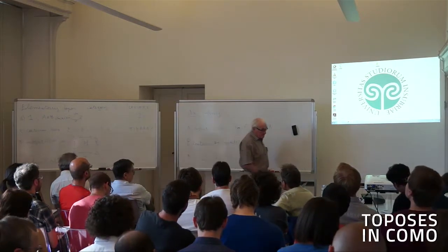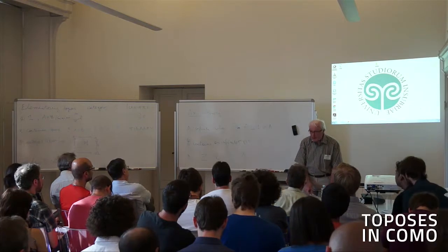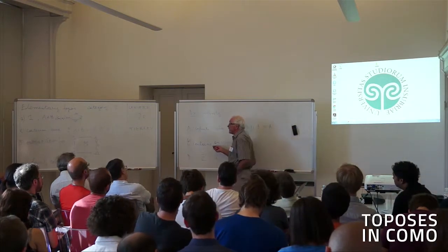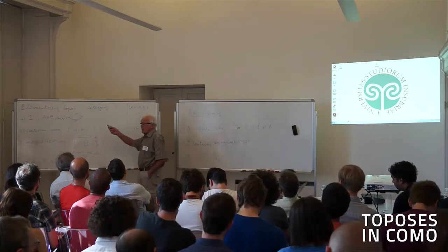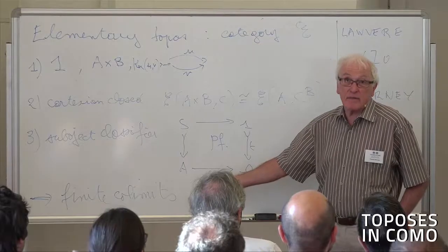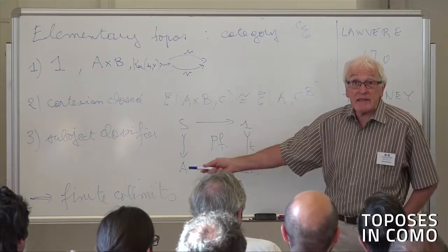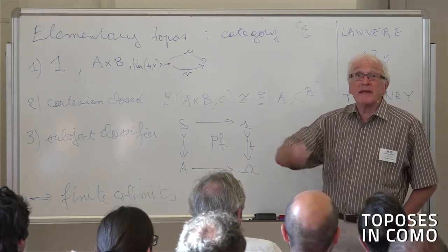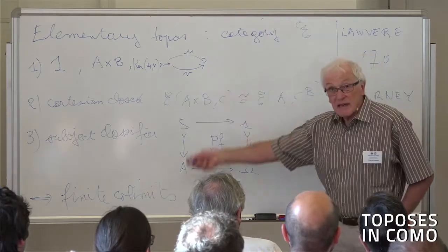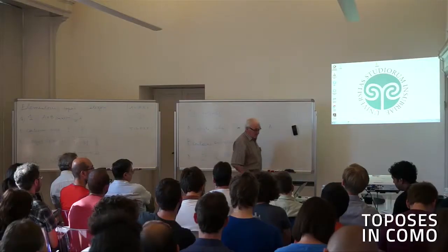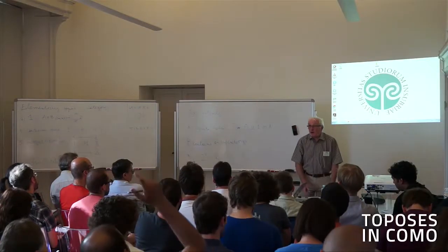Okay, so this was for the definition. Now notice that if you avoid the axiom of infinity, a category like the category of finite sets becomes a topos. The category of finite G-sets, G a group, or finite M-sets with M a monoid becomes a topos as well. And these are not Grothendieck toposes.